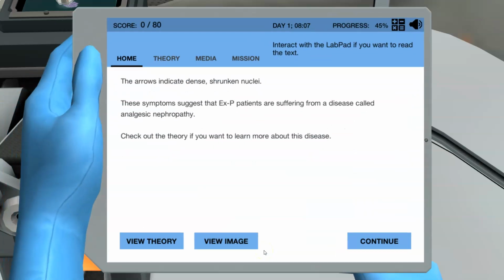The arrows indicate dense, shrunken nuclei. These symptoms suggest that XP patients are suffering from a disease called analgesic nephropathy. Check out the theory if you want to learn more about this disease.